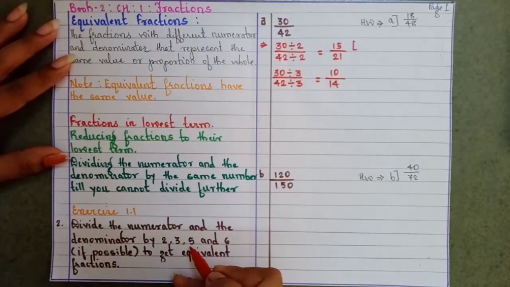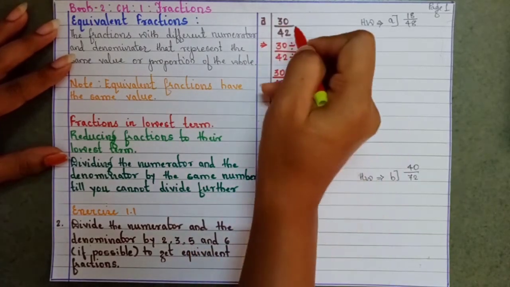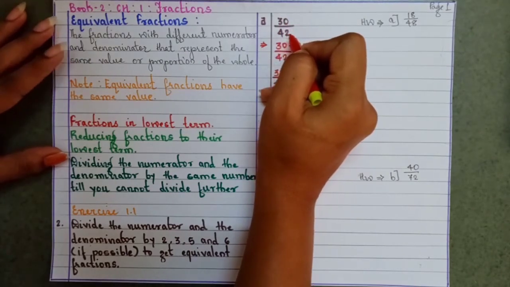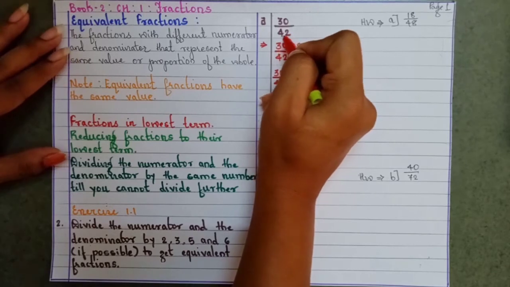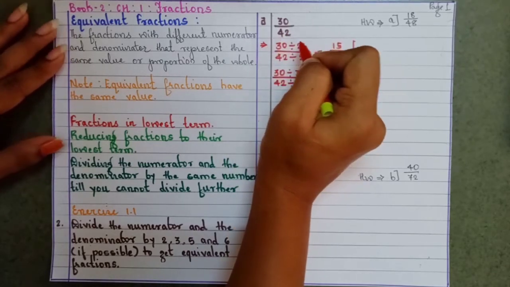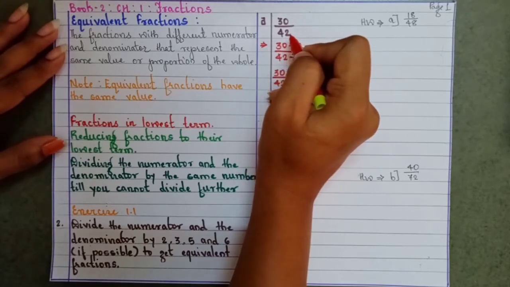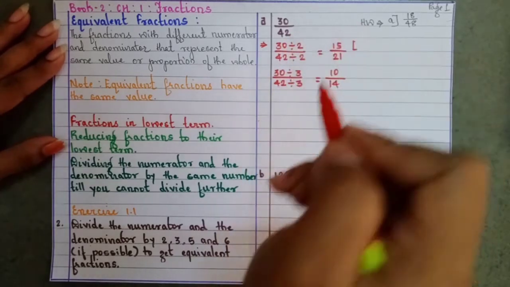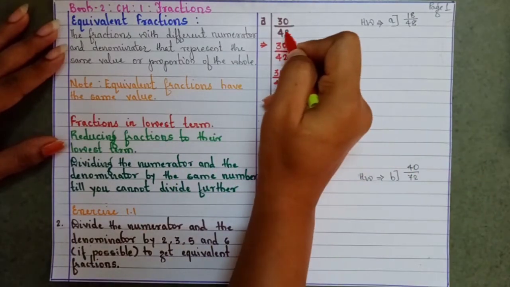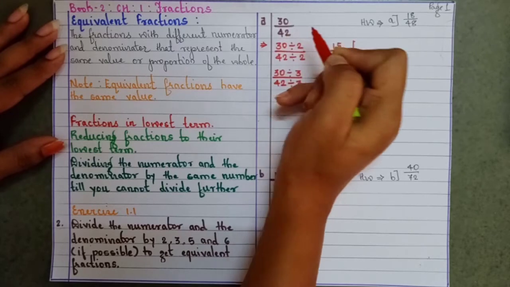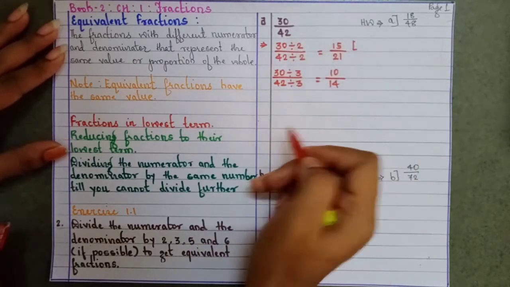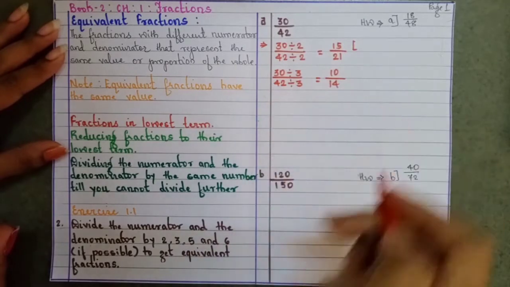Now let's see whether it is divisible by 5. 30 is divisible by 5, but 42 is not divisible by 5 because 42 neither ends in 5 nor ends in 0. So checking the divisibility rule of 5, the number should end in either 0 or 5. 42 doesn't end in 0 or 5, therefore it is not divisible by 5. So we are not going to divide this by 5. For the same reason you can write that here.